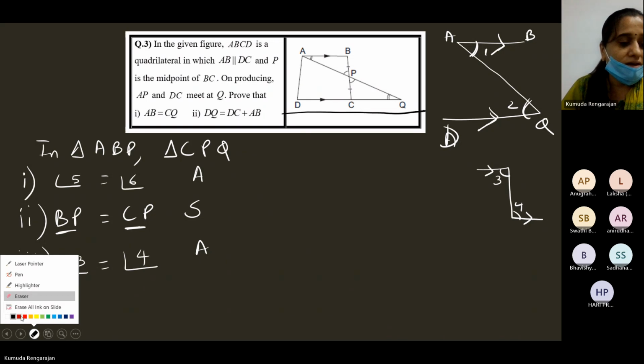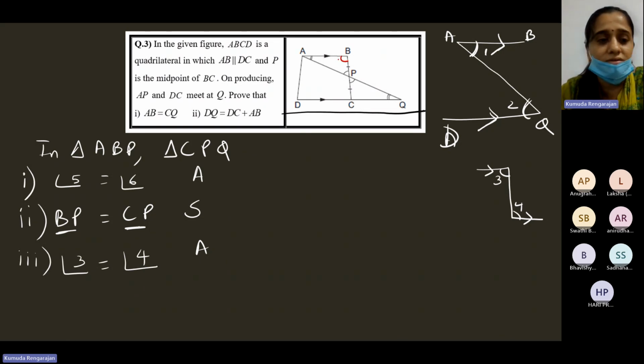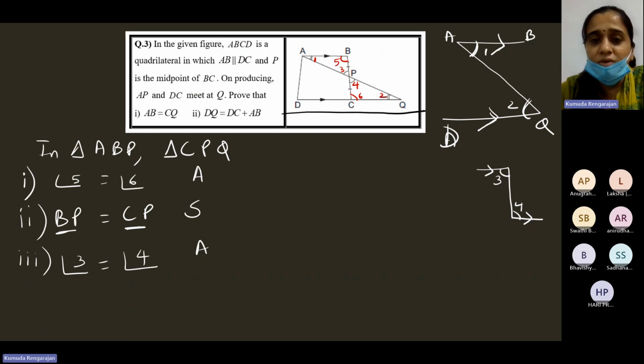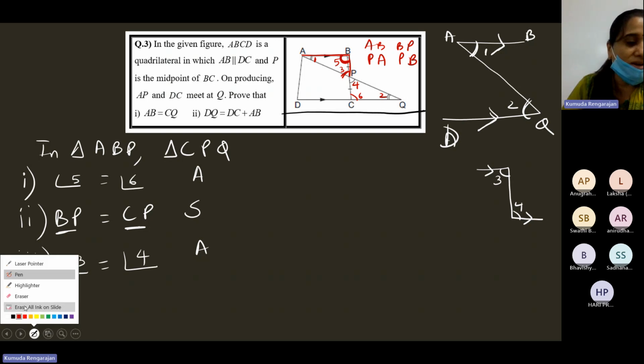Now, which are the arms of angle? I had marked 3 here and 4 here, 5 here and 6 here. Okay, I marked 1 here and 2 here. Now, children, which are the arms of angle 5? AB and BP. Which are the arms of angle 3? PA and PB. It's difficult when I write.